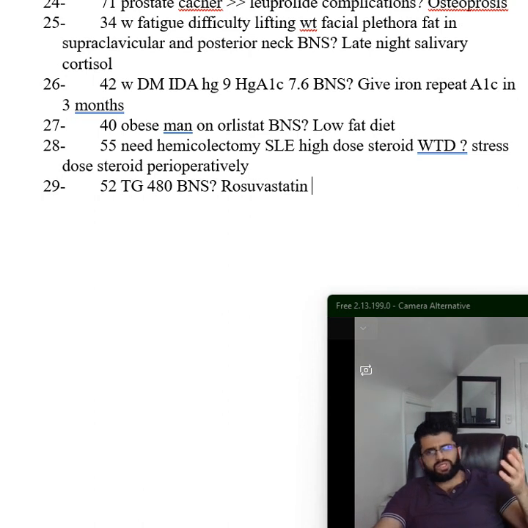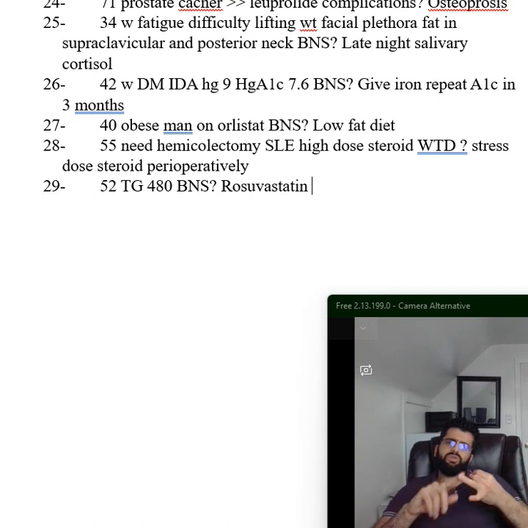If it's above 1,000, then the goal is to prevent pancreatitis, because that's when the risk for pancreatitis increases. You give fibrate, fish oil, and abstinence from alcohol. And once it goes below 500, you just discontinue the fibrate and fish oil.